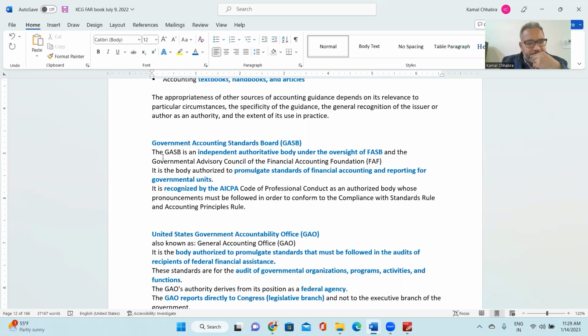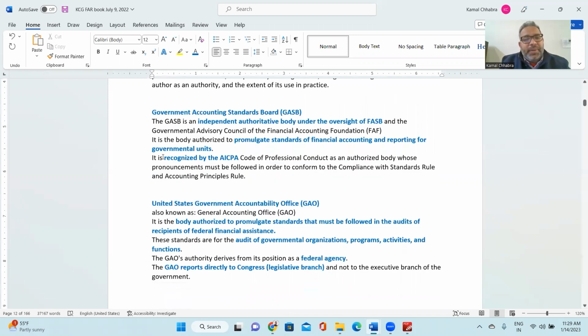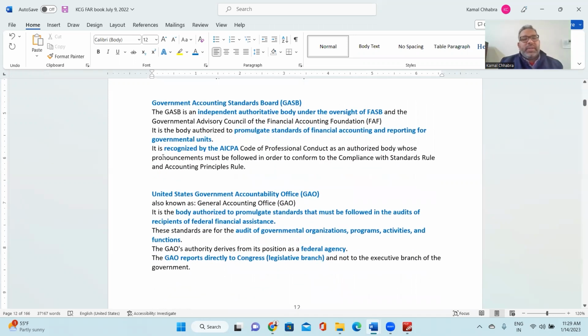authentic sources, right? Next, coming to the Governmental Accounting Standards Board, that is called GASB. GASB is also an independent authoritative body under the oversight of the Financial Accounting Foundation, not FASB.